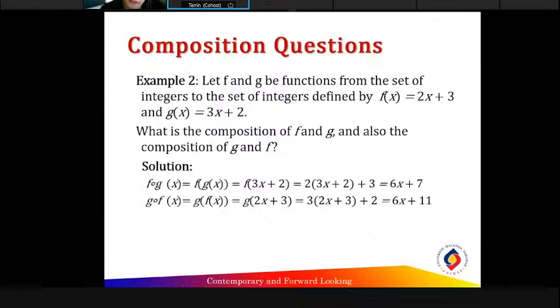Quickly, f compose g. Remember, we're taking g first, which is 3x plus 2. We plug it into 2x plus 3 to give us 6x plus 7. g compose f is basically saying taking 2x plus 3 and plugging it into 3x plus 2. So 6x plus 11.